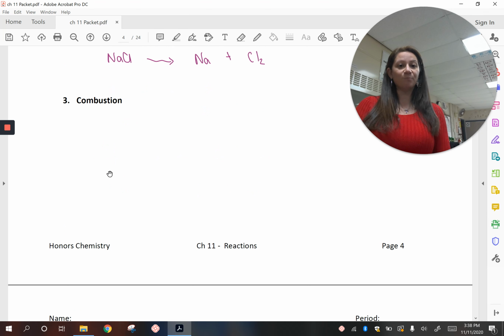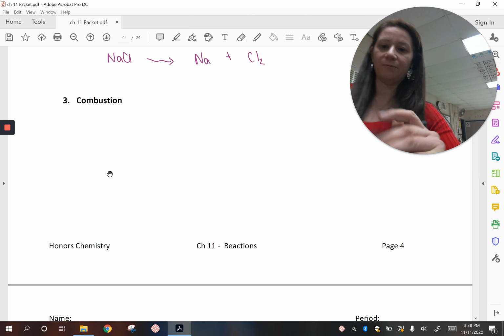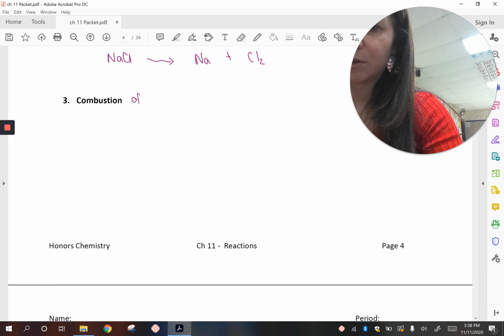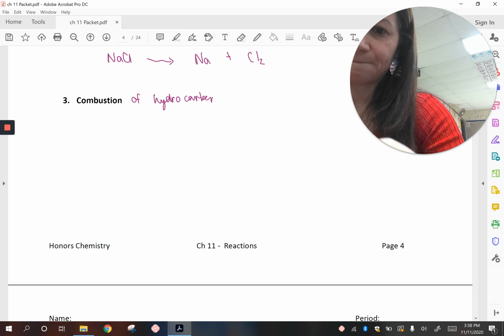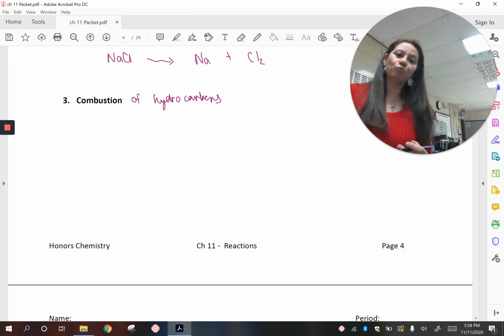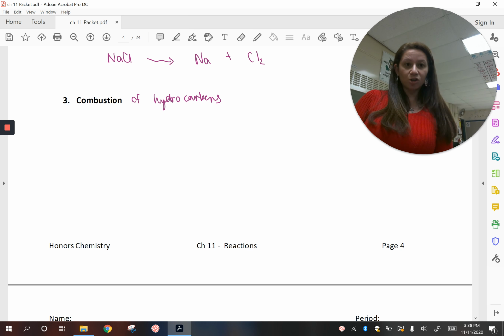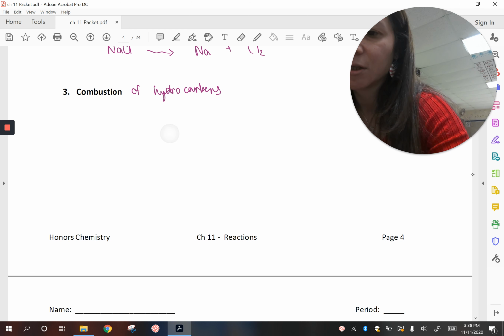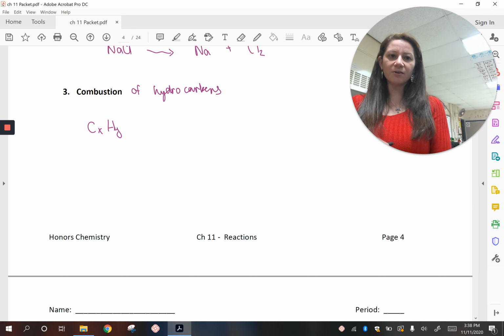The next type is combustion, probably everybody's favorite. And we're only going to look at combustion of hydrocarbons this year. Combustion means rapid addition of oxygen. So our hydrocarbon means that you have a compound that's made up of carbons and hydrogens, or carbons, hydrogens, and oxygens. So we're going to say CxHy as our hydrocarbon.